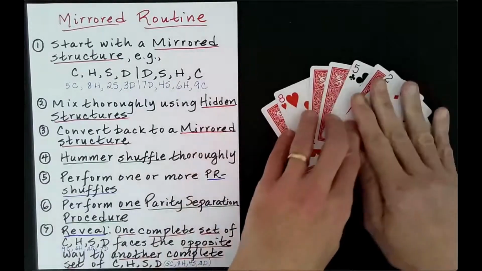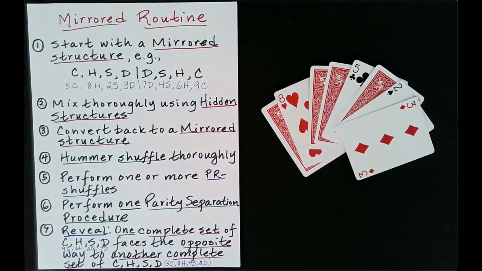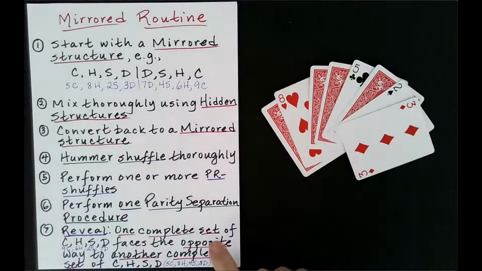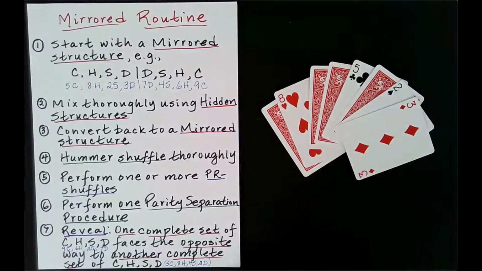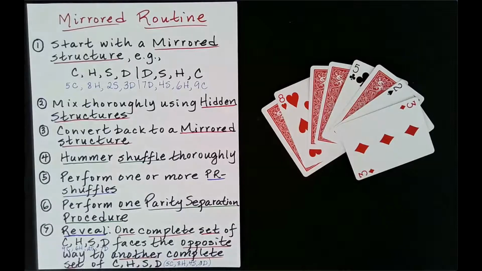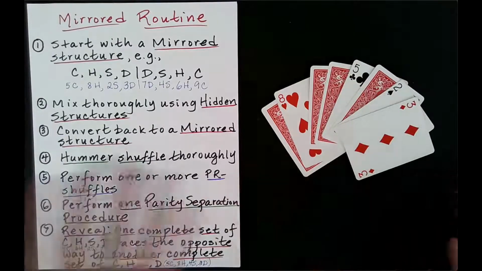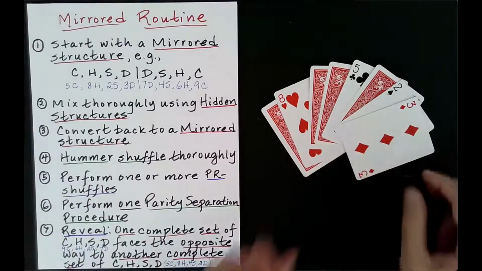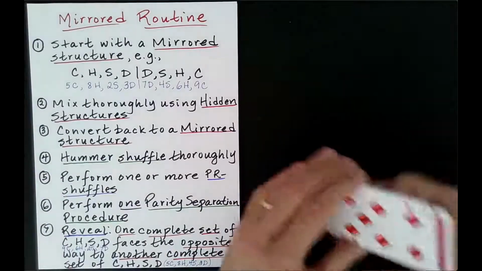So put out the cards, and the claim is there will be one complete set of clubs, hearts, spades, diamonds facing one way, and another complete set of clubs, hearts, spades, diamonds facing the other way. And we can see that that's the case. Clubs, hearts, spades, diamonds. And same thing on the other side.